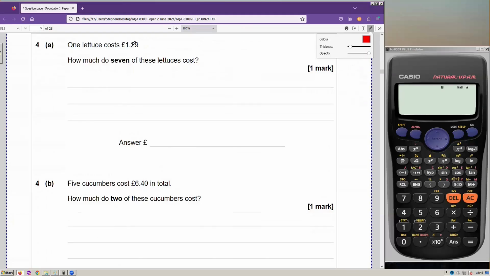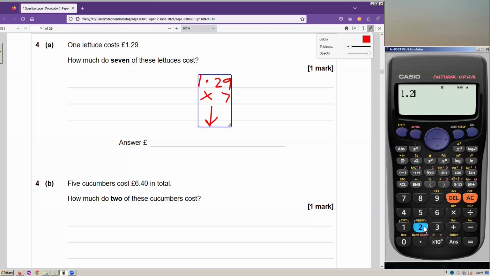1 lettuce costs £1.29. How much do 7 of these lettuces cost? We can use the calculator. So it's 1.29 times 7. And we're going to put our answer down here. I don't really even need to show this piece because it's only 1 mark. They just want the answer. Now we've got 903 over 100. So SD it, 9.03.